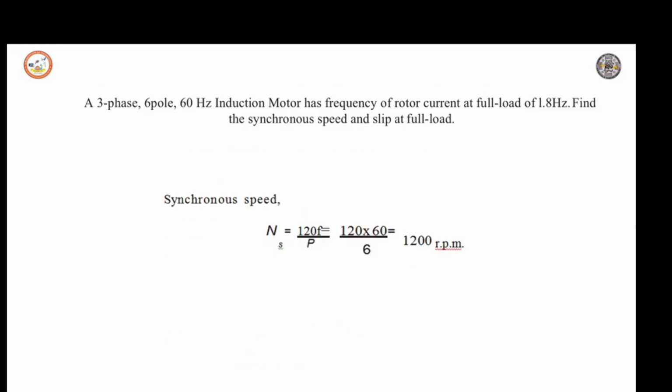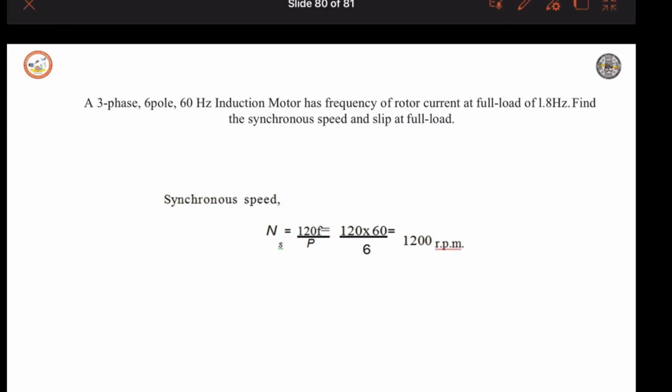The next question: a three-phase six-pole 60 Hertz motor has a frequency of rotor current at full load of 1.8 Hertz. Find the synchronous speed and slip at full load. We need to calculate the synchronous speed. Synchronous speed is given by 120 F by P. Given frequency is 60, so we get 1200.